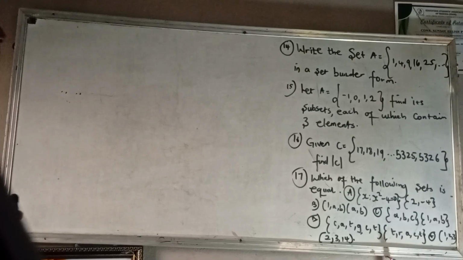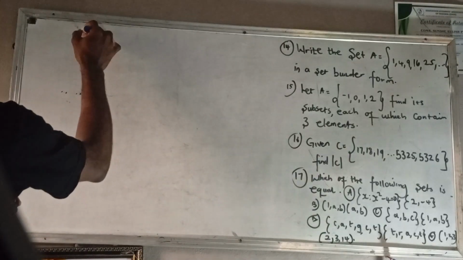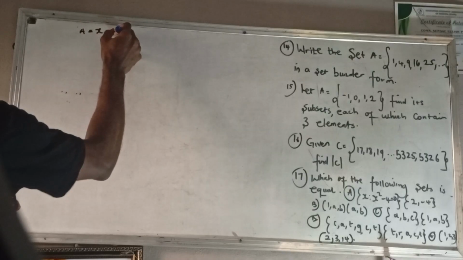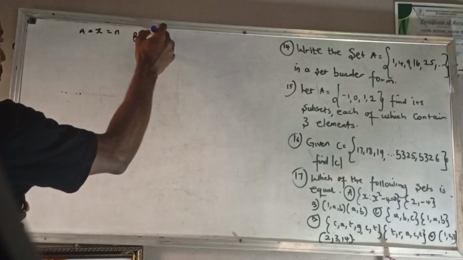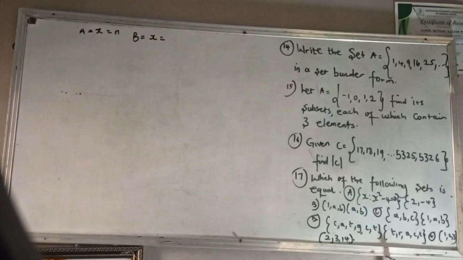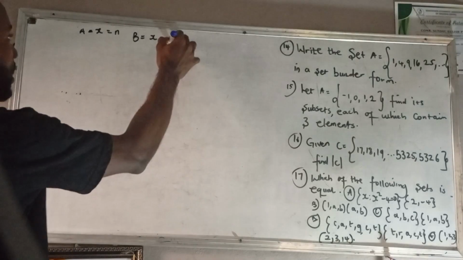Question number 14. We are to write the set A, which is given to be {1, 4, 9, 16, 25}, in a set builder form. The options are given. If you can check your manual, because of space, I will not write it all. Option A is x equals n. B is x equals n squared.